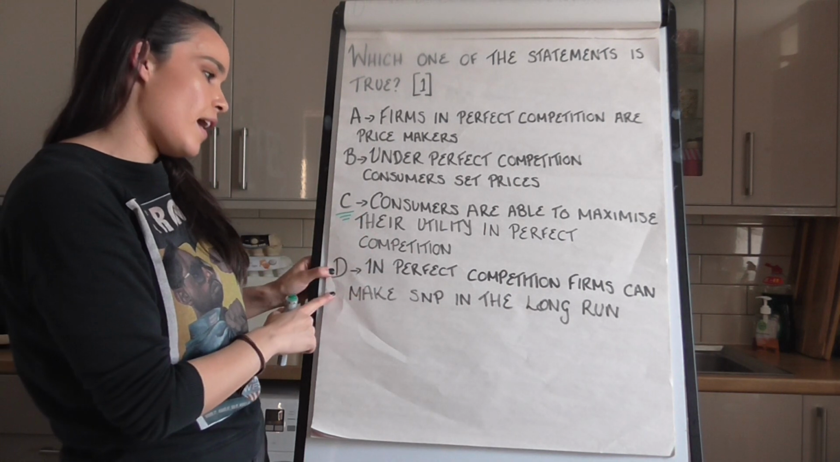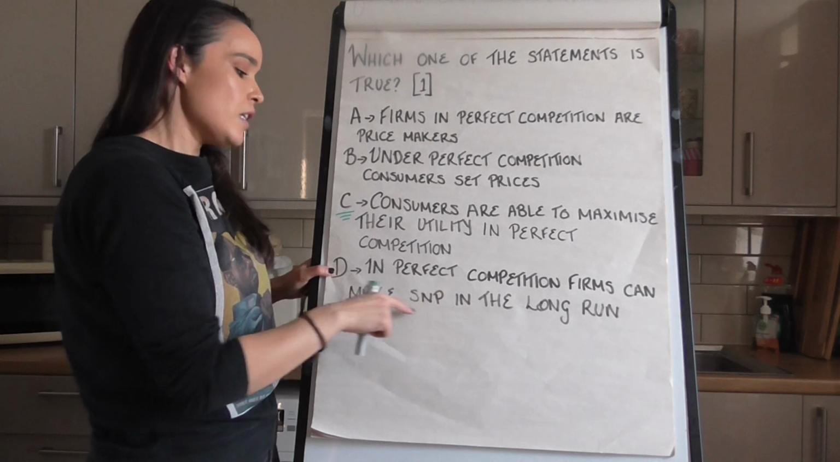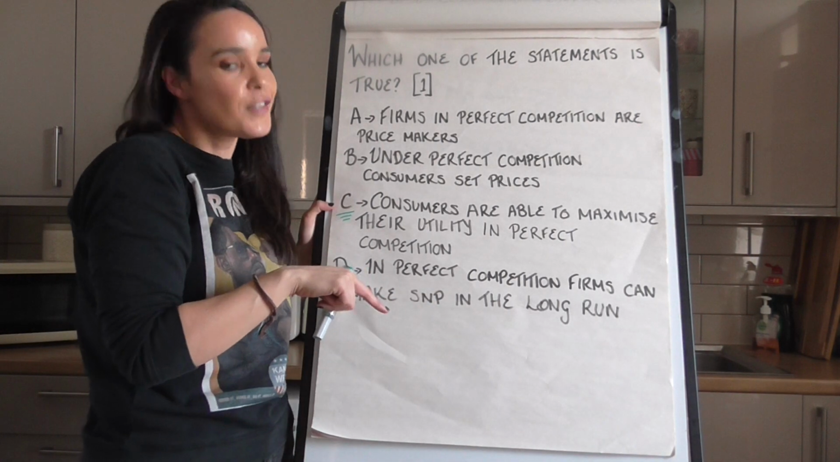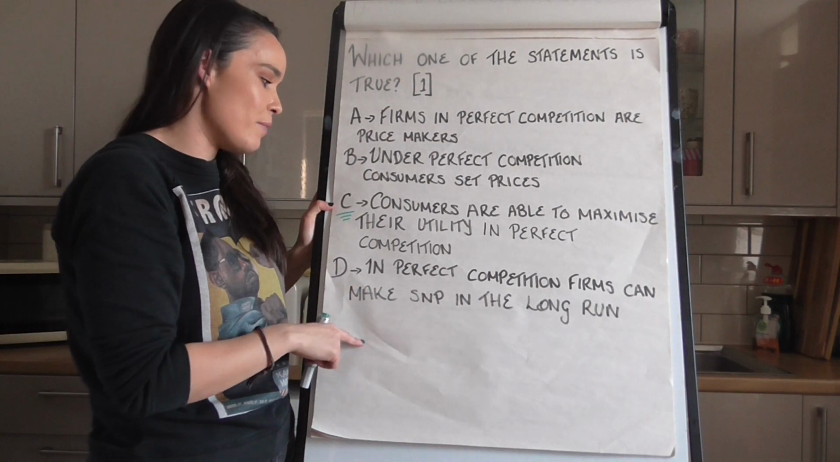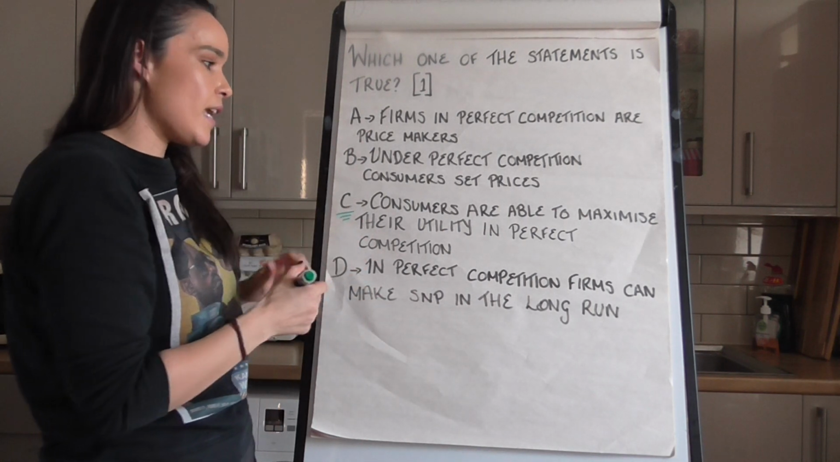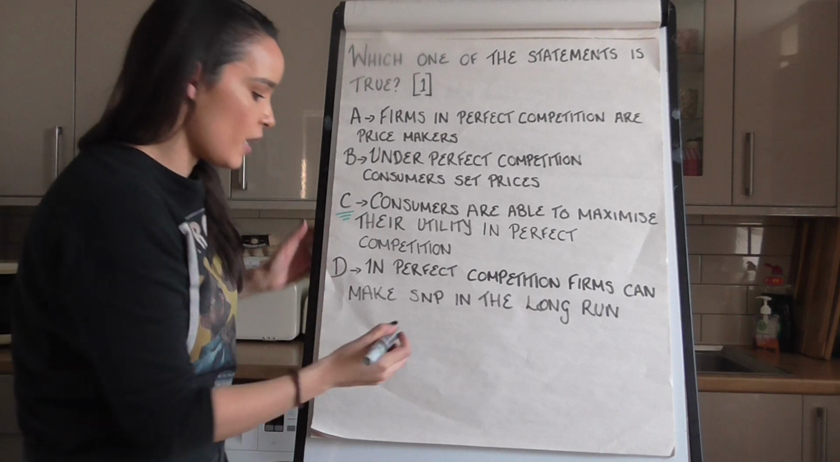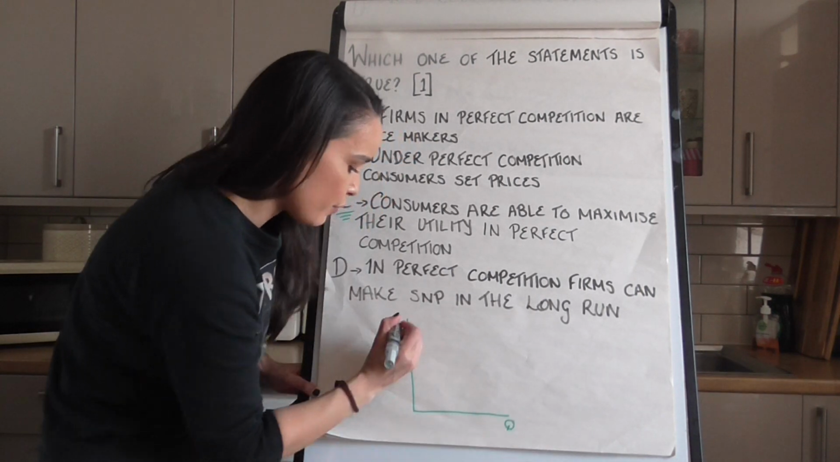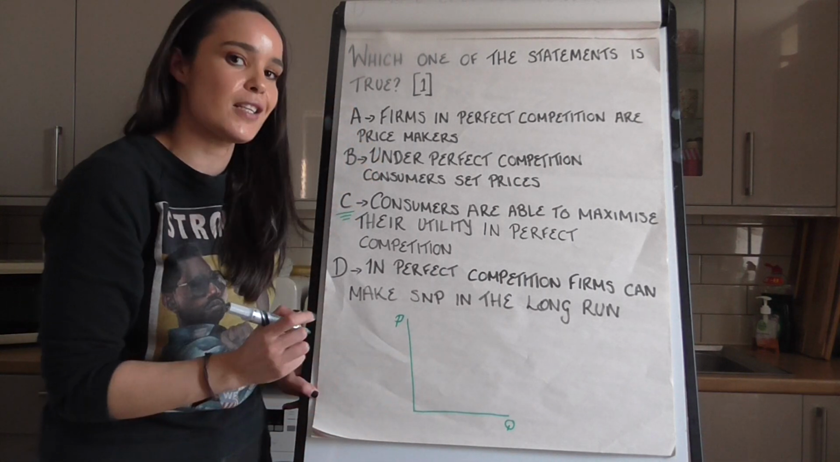It's not D either, because we know that in the long run, firms only make normal profit. And I mean, you can go back to the start of this video if you're not quite sure why that might be. So it is C, and I can just show you a really quick diagram to kind of prove that point. I apologise for my poor labelling.